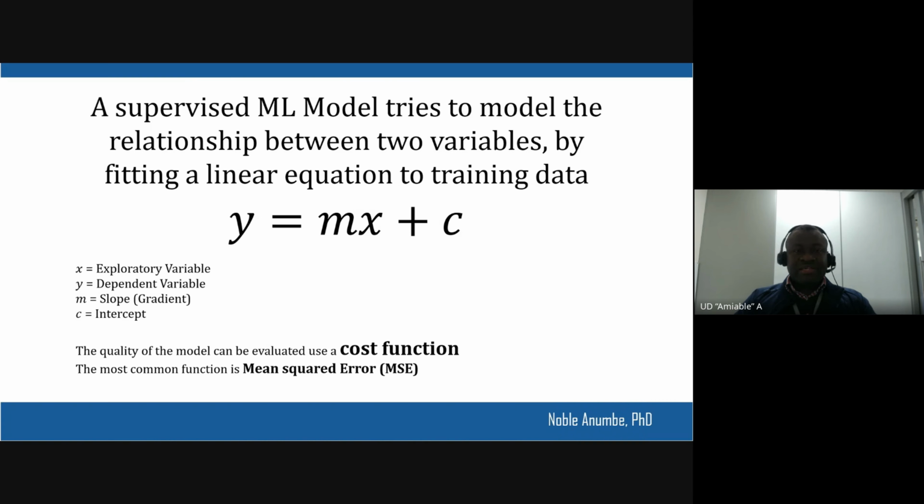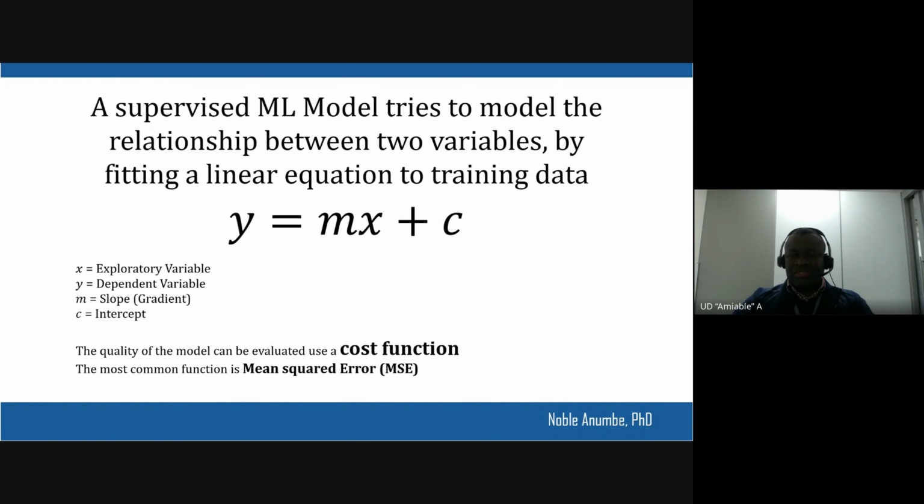And we say the supervised machine learning model actually tries to model the relationship between two variables, right? By fitting a linear equation to training data. We can say between two or more variables actually, but in this particular case, we are looking at two variables. And when we say variables, we're talking about things that can change, right? So, for example, you would have had something like this.